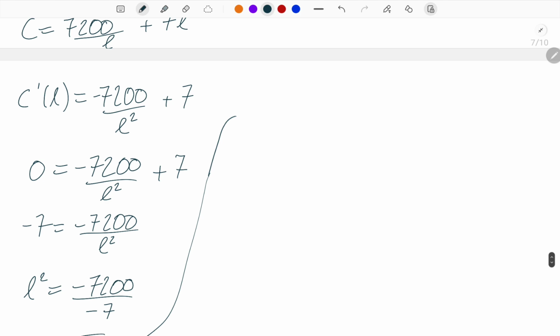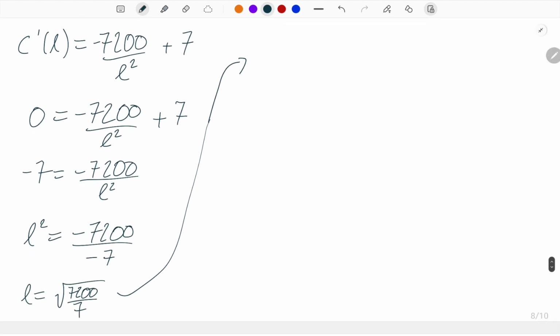So we'll move this up here. But yeah, 7,200 divided by 7, that square rooted, will be approximately 32.07. Okay.